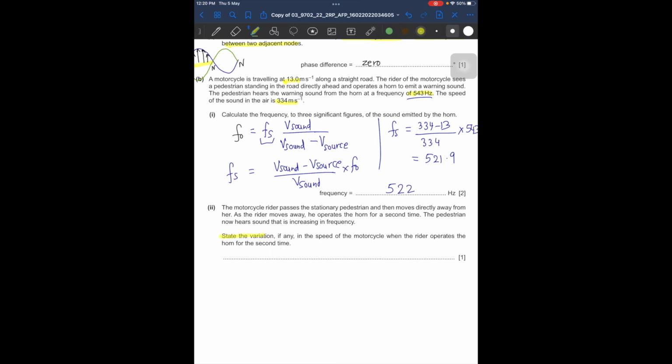State the variation, if any, in the speed of the motorcycle when the rider operates the horn for the second time. Because the frequency is increasing, it is an indication that the speed of the motorcycle is not constant. This time, as he moves away from the pedestrian, his speed is decreasing, and therefore you can see that there is an increase in the frequency observed by the pedestrian. Okay, so we'll write: speed decreased.